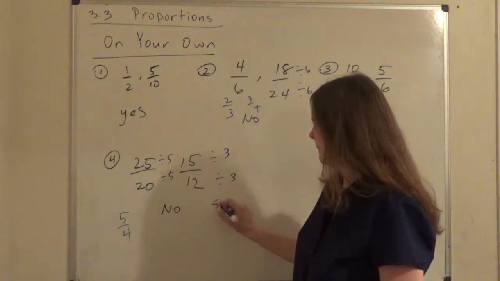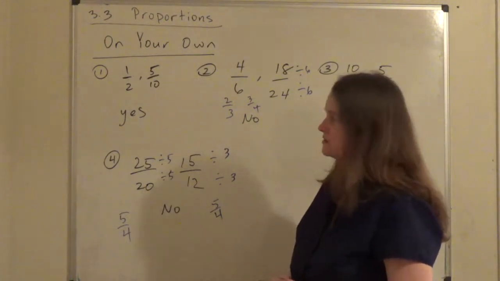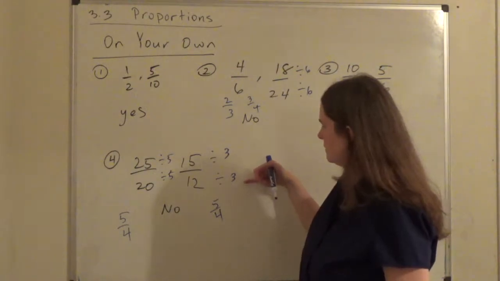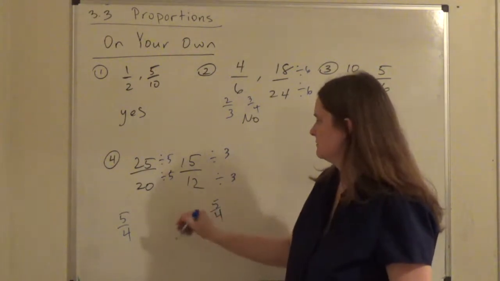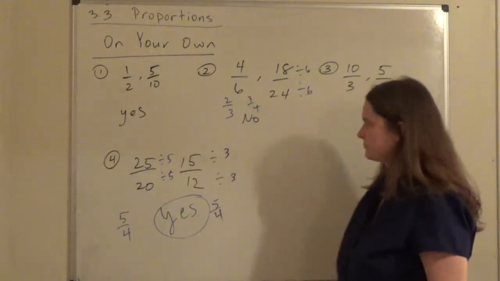Wait a minute. Maybe I messed up on that one. Did I mess up on that one? Did y'all get yes for number 4? So 5 to 4 divided by 3, that's 5. And that was yes. So, number 4 was yes.